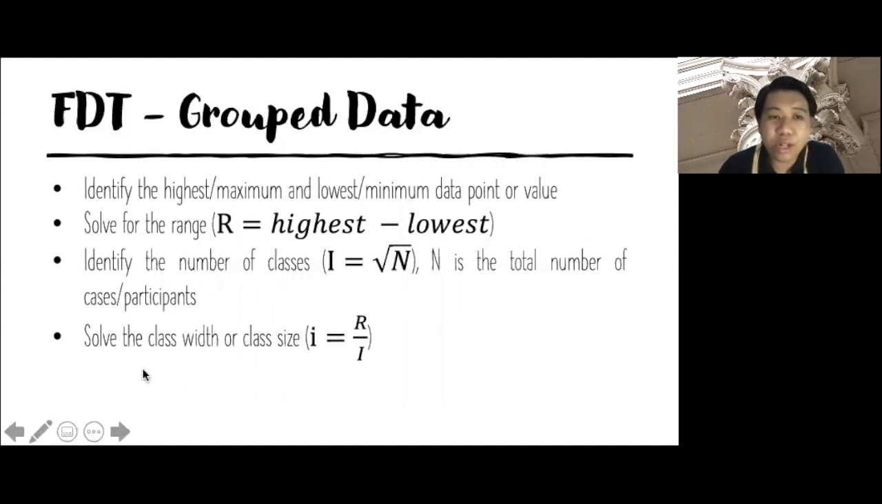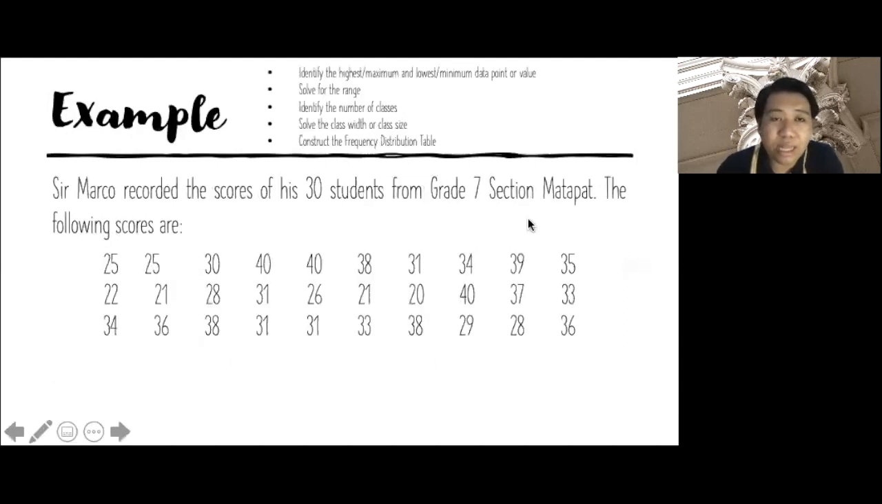And after nun ay isolve natin yung class width or class size. It is represented by small i. So small i is equal to R over I. So R dito ay yung range and then yung I sa denominator ang number of classes. So after natin ma-solve yung class width, we create now or construct the frequency distribution table. So para mas madali nating masundan, gawa tayo ng example.